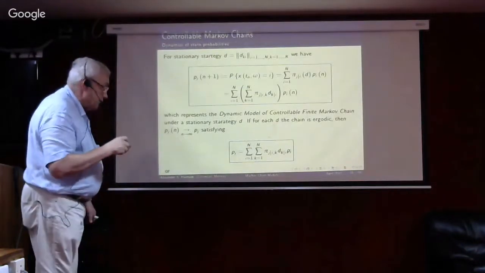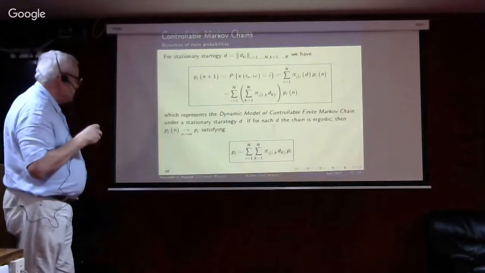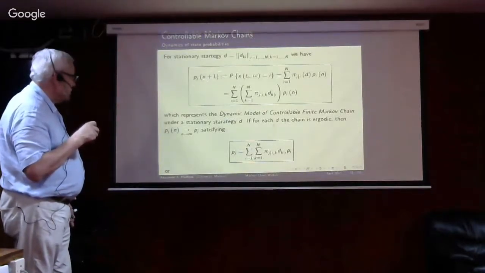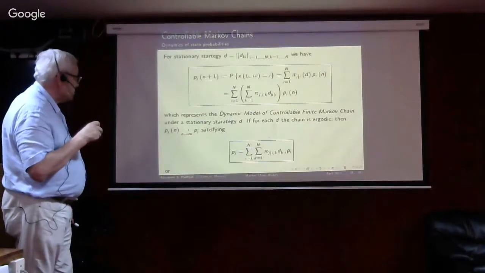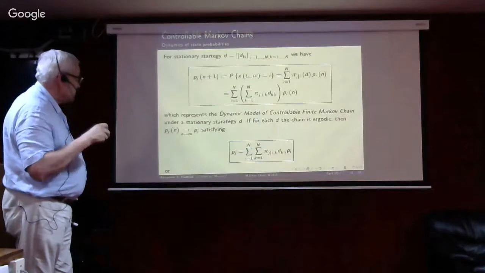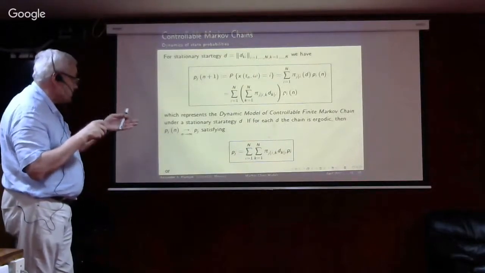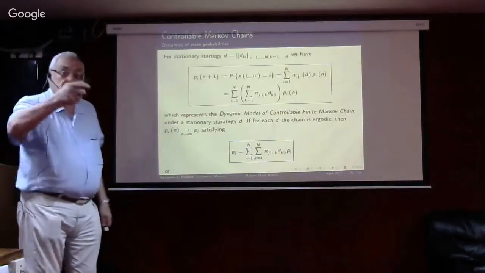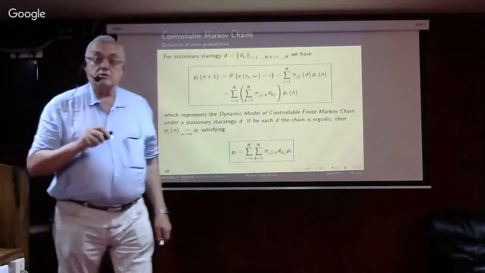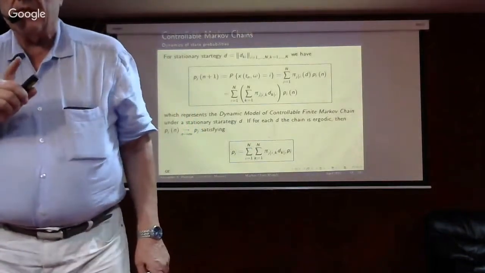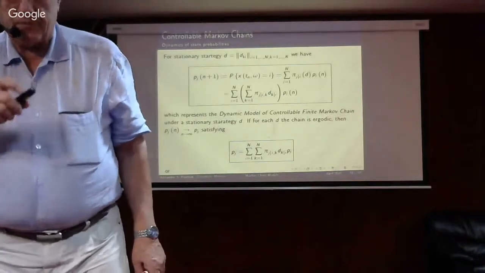And finally, the probability dynamic equation is like this. This is our vector, our distribution at moment n. And this is our transition matrix, but now it is already controllable. Our control is a mixed strategy. We control probability.